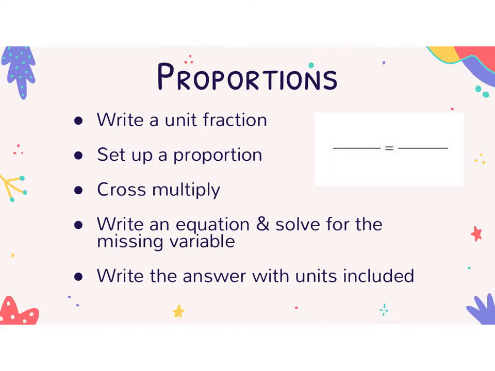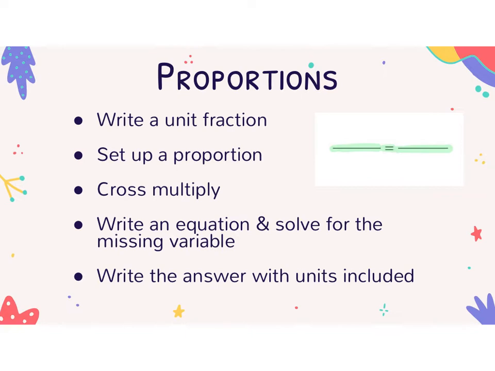We also learned about proportions. To solve a proportion problem, we have 5 steps to show our work. We will first write a unit fraction. This is our fraction with the words. So if my 2 units in my problem were miles and feet, we could write our unit fraction as miles over feet. Then we need to set up a proportion.